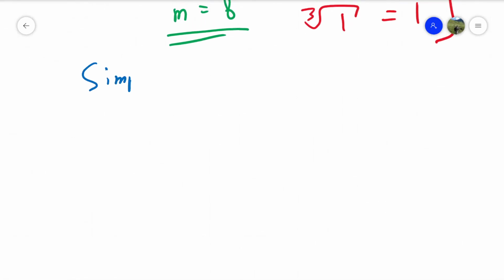I'm going to do a simplify if possible. I'll let you know when I've written them all because there's a bit of a list.